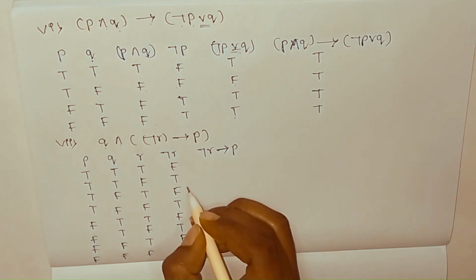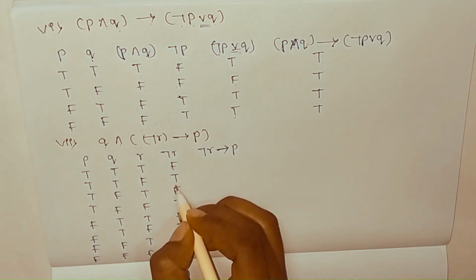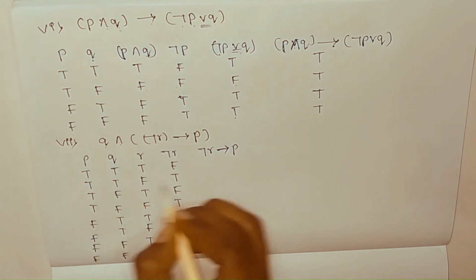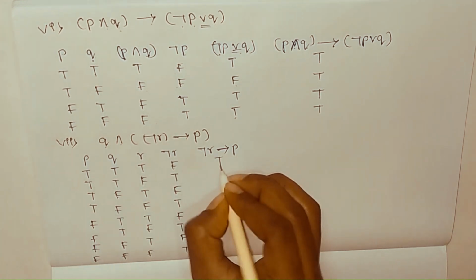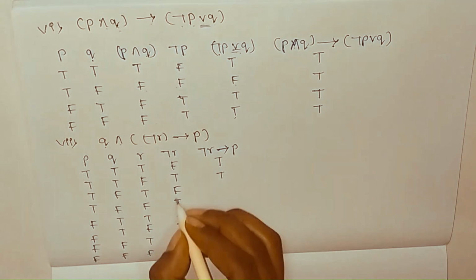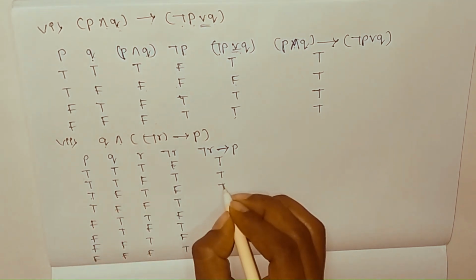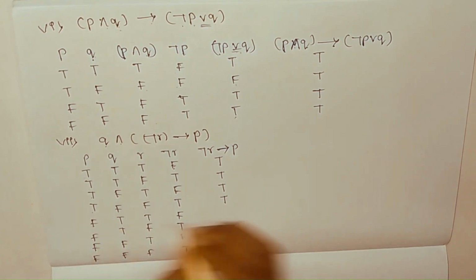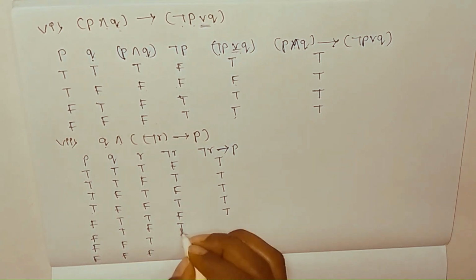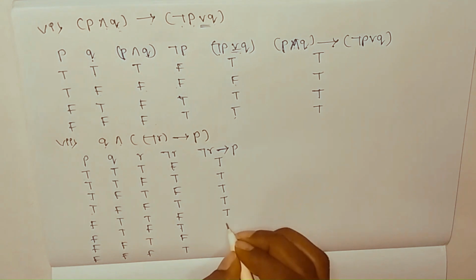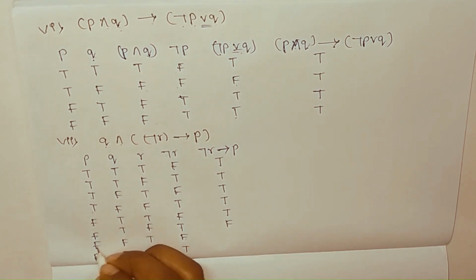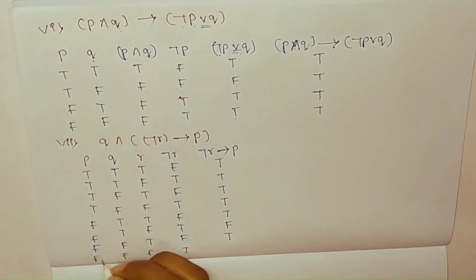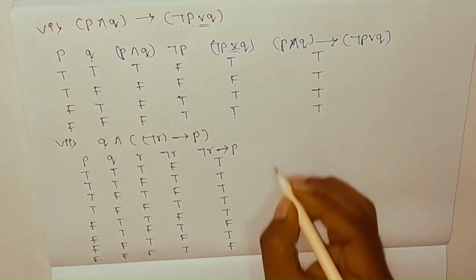Search for the true false condition. False true means true. True true means true. False true, true. True true, true. False false means true. True false means false. False false, true. True false means false.